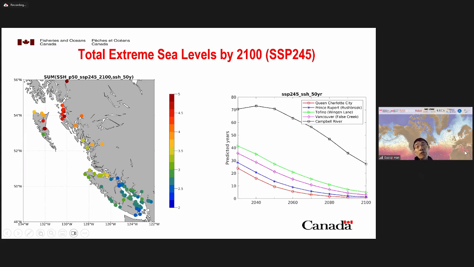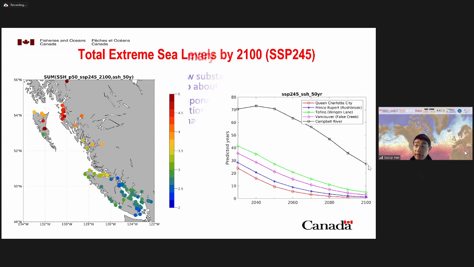And the exception is around Campbell River area. You can see actually the return year will increase initially, and then eventually will decrease. And by the end of this century, the 50-year return level will become like a 30 to 40-year return level.